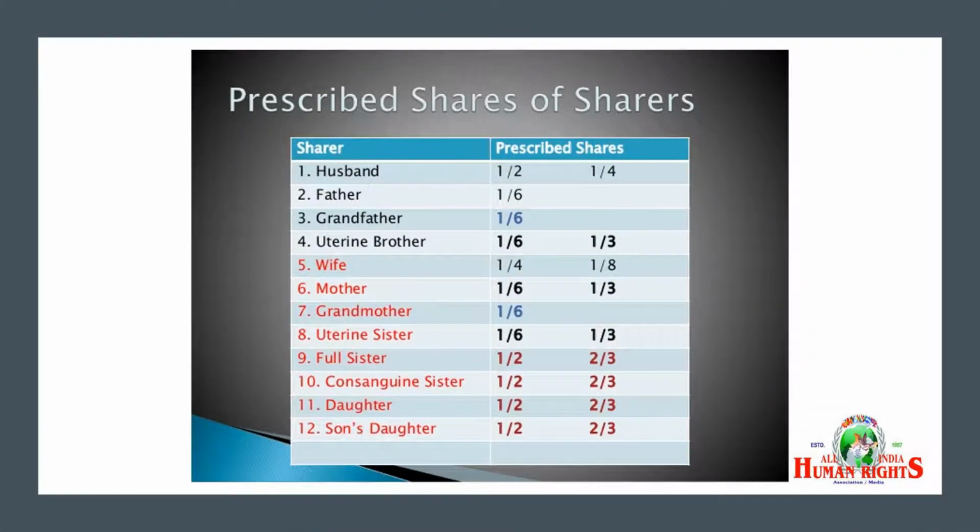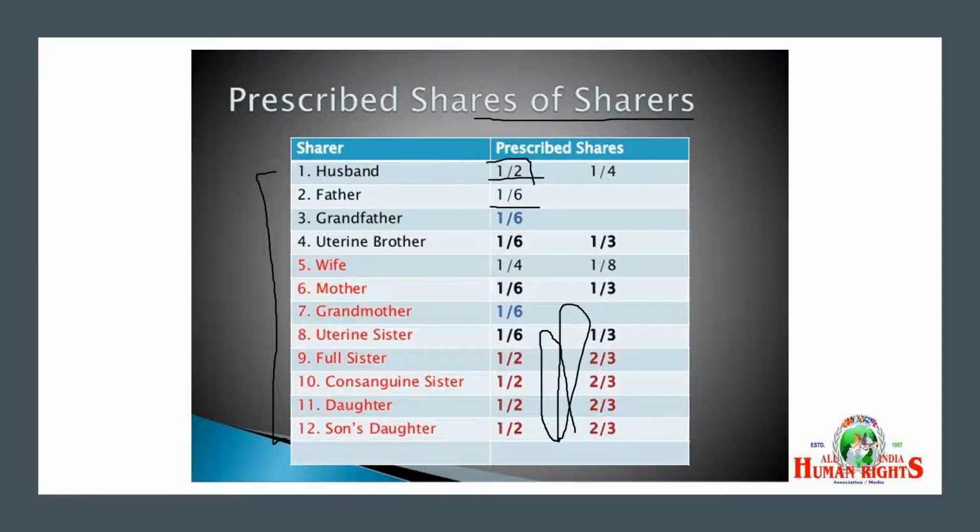Moving on, when we talk about the prescribed share of sharers, the Sunni law recognizes 12 sharers, 8 female and 4 male. When we see these shares, everyone has a fixed share. However, some of these relations seem to have two shares, two different ratios. What does that mean? When we talk about the husband, if he and his deceased wife do not have any children, then he will get half of the property of his wife.